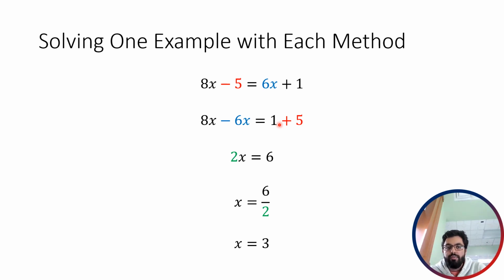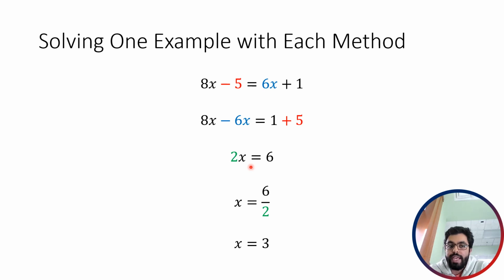So I've got all the stuff with x's right here all together, and then all the stuff without x's over here all together. And so then you can do a little bit of math to simplify that. 1 plus 5 is 6. 8x minus 6x is going to be 2x. So we've got 2x equals 6. And then here you could divide by 2 on the left, divide by 2 on the right.